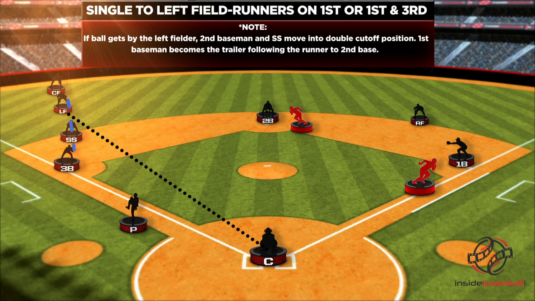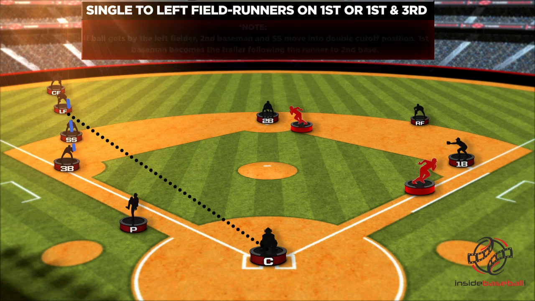First baseman becomes the trailer following the runner to second base. Let's watch this play.